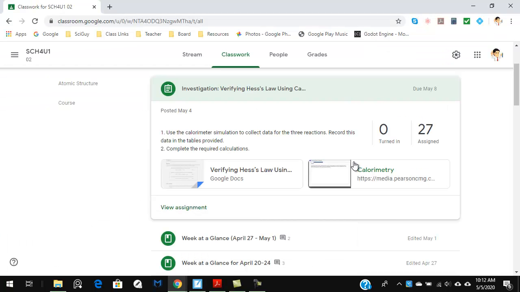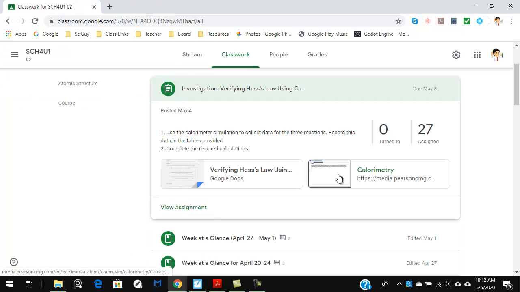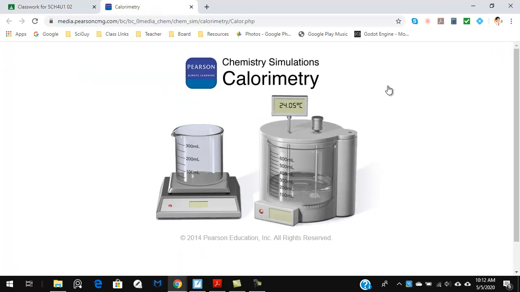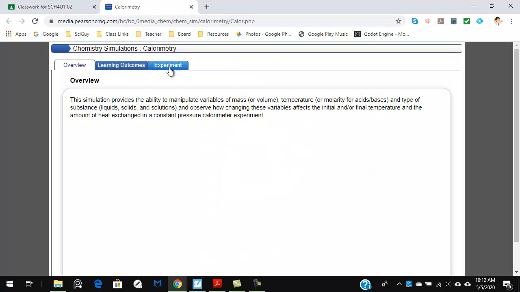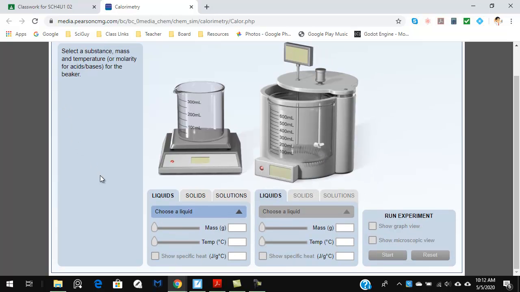Okay, so all those experiments, you're going to carry them out by looking at the simulation. So let me just open that up. There we go. So you're going to go to experiment and run experiment, and then you're going to run through the different experiments just as I was showing you there.